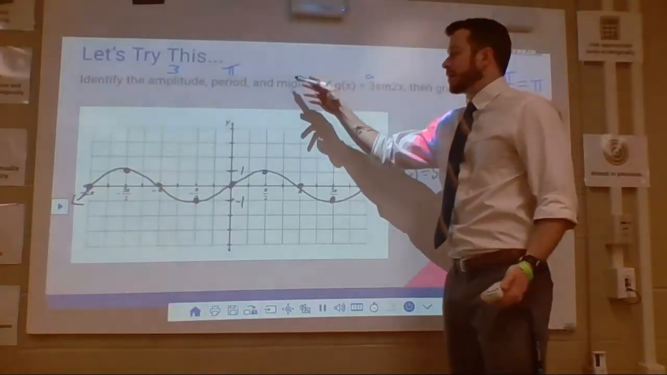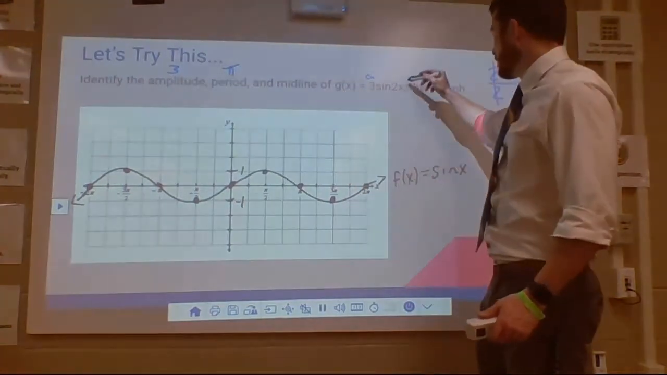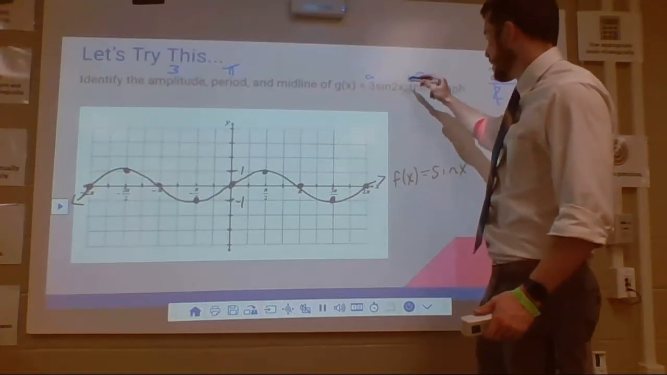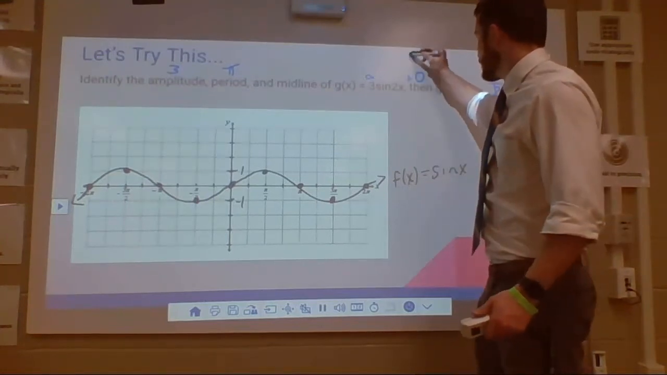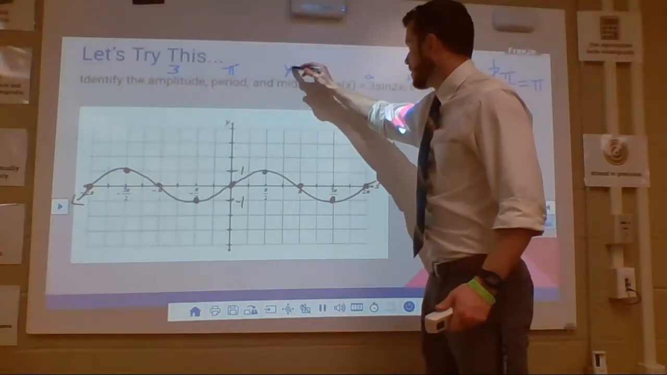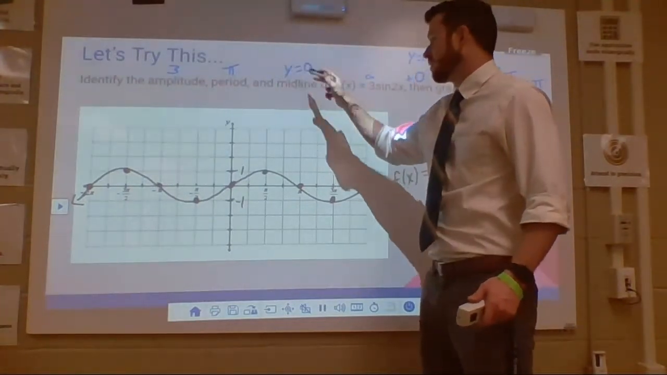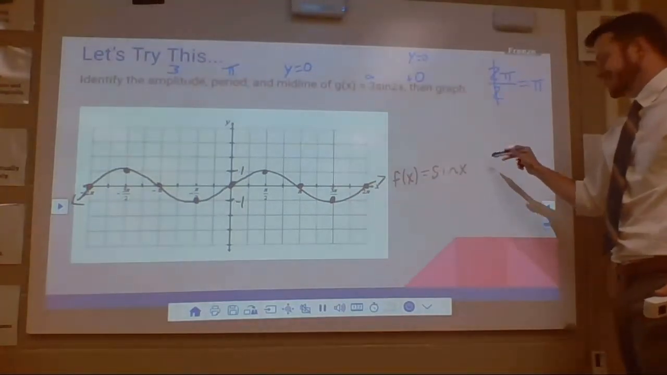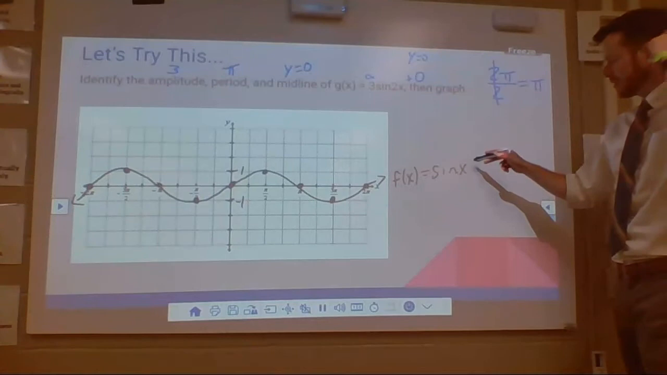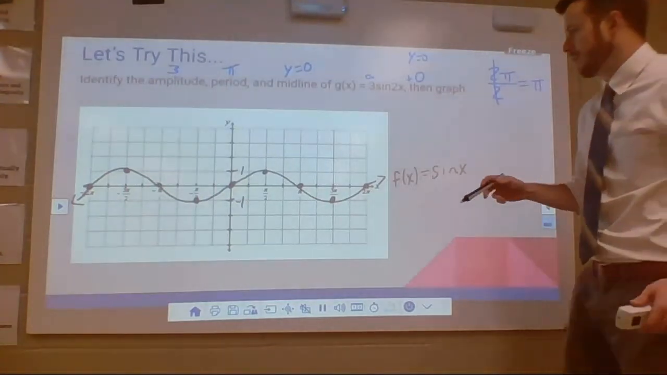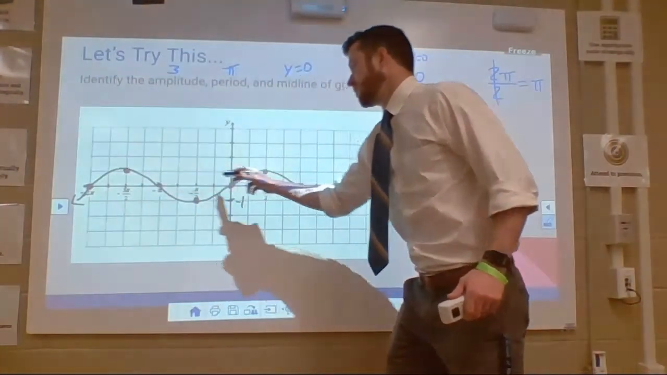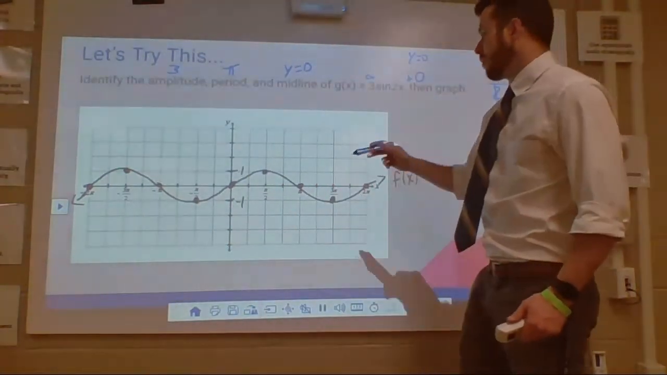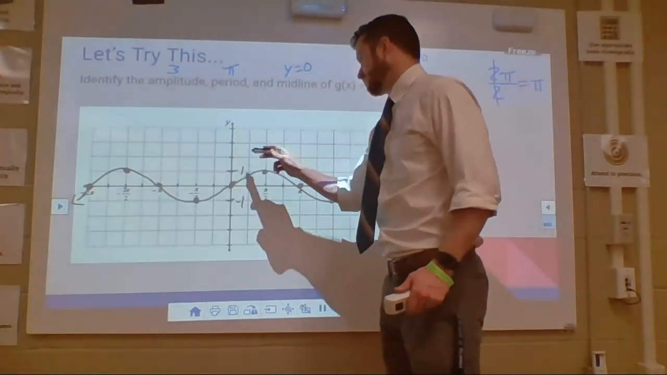All right, so what's the midline going to be? Well, the midline, we have 3 times sine of 2 times x plus 0, right? The value of c is 0, so y equals 0. That's going to be the midline. And that's actually the same for the parent function as well. We had sine of x plus 0 because we don't see a value of c here, so we know it's going to be 0. So the midline is actually, for both these functions, going to be the x-axis, y is 0.